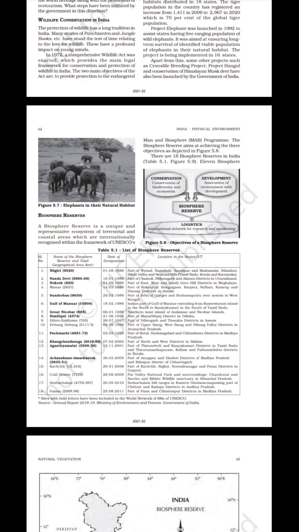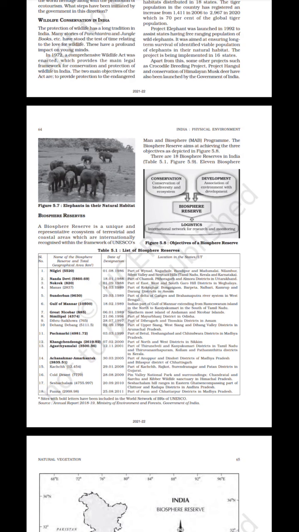Agasthyamalai, 3500.36, 12/11/2001, part of Tirunelveli and Kanyakumari districts in Tamil Nadu and Thiruvananthapuram, Kollam and Pathanamthitta districts in Kerala. Achanakmar-Amarkantak, 3835.51, 30/3/2005, part of Anuppur and Dindori districts of Madhya Pradesh and Bilaspur district of Chhattisgarh. Kutch, 12,454, 29/1/2008, part of Kutch, Rajkot, Surendranagar and Patan districts in Gujarat.